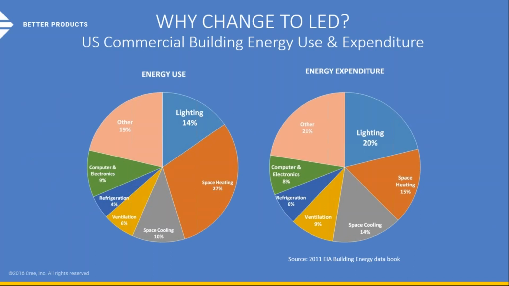So some fun statistics. This really doesn't change very much. I know most of you probably see it, the 2011 Building Energy Data Book review. The latest one is really slightly different, and what you can see here is energy use on the left-hand side, energy expenditure on the right-hand side, and what should stand out is lighting is very predominant in both cases.